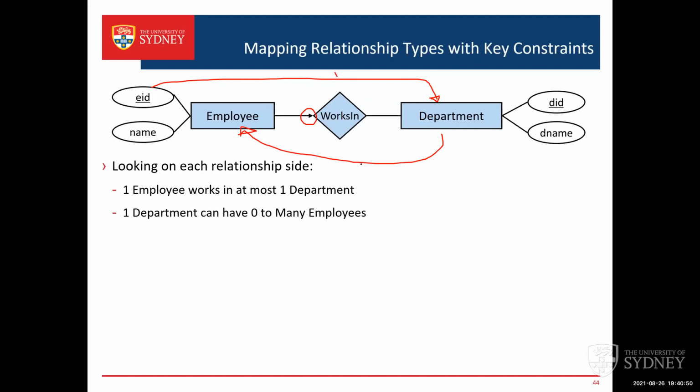Which one is correct, number one or number two? If I simply take DID and put it into the employee table, will that one be correct? Or if I put employee ID into department, will that one be correct? Number one or number two, based on these two conditions: one employee works in at most one department, and one department can have multiple employees.